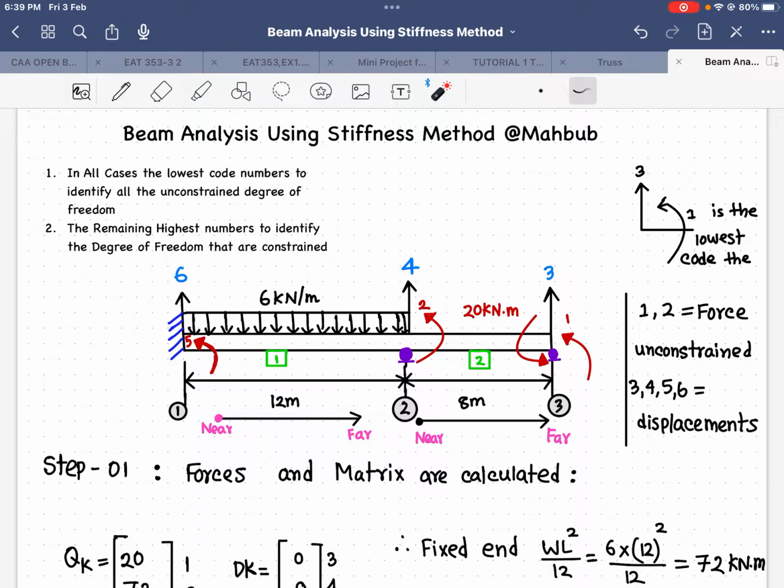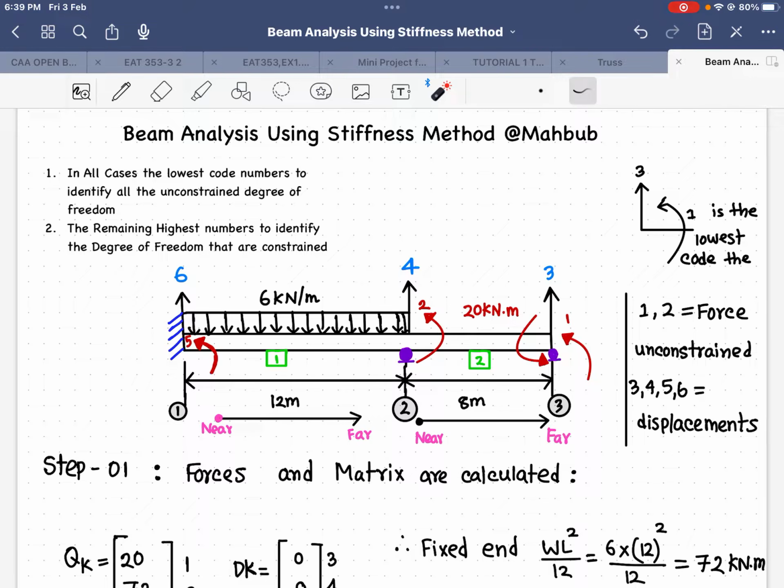For member 1 we have the distance from joint 1 to 2, and this is 12 meters. For the second member we have the second joint and the third joint, so we have the distance 8 meters. And here we can see 1, 3, 4, 2, 5 and 6, and they are nodes.